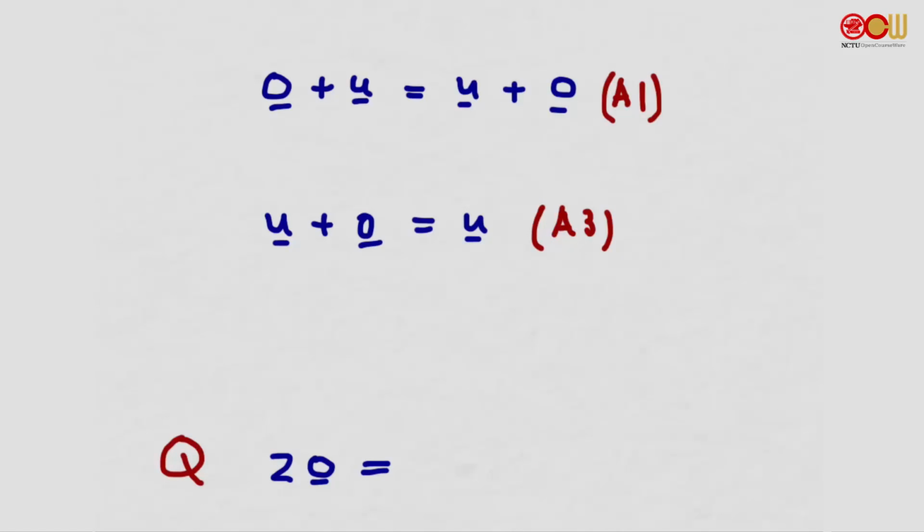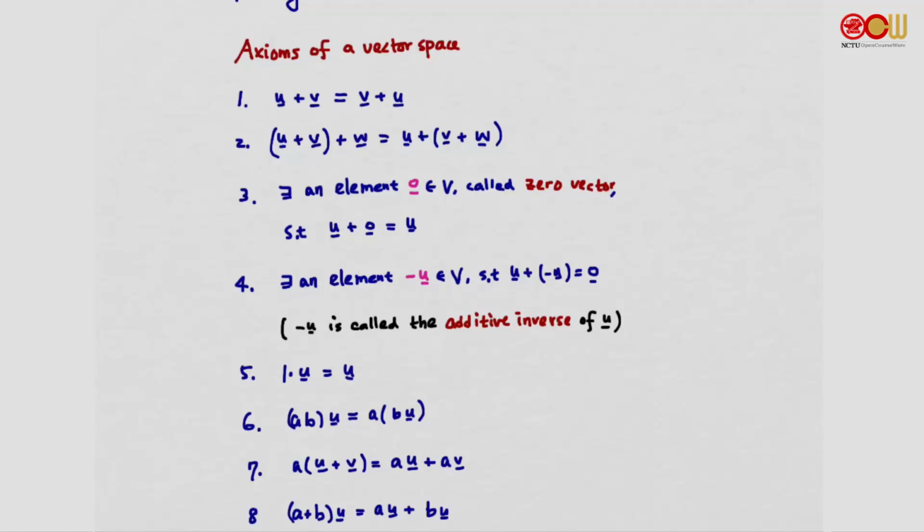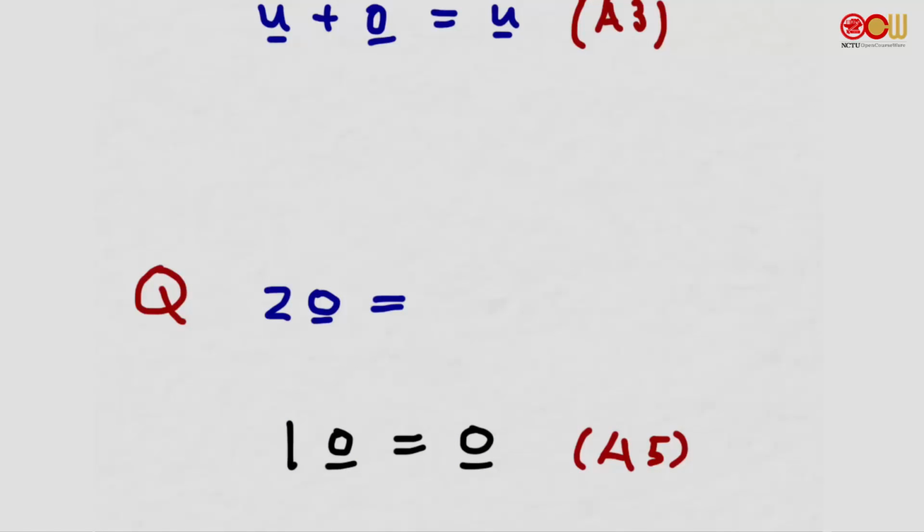Another question. What if we scale the 0 vector by 2? Do we still get the 0 vector? Let's go back to the axioms and see which axiom may help us in this case. Well, which axiom might be helpful in this case? It says that if we scale a vector u by 1, we still get u, right? So we know if we scale the 0 vector by 1, we get the 0 vector. This is the fifth axiom.